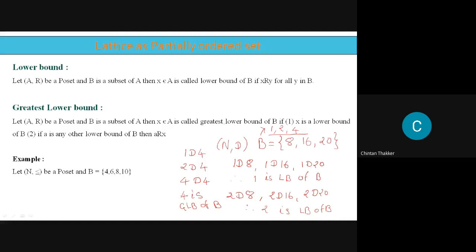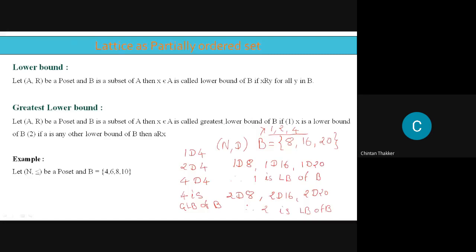Lower bound means an element which is related to all elements of B. Here we have the less than or equal to relation, so that means elements which are less than or equal to all elements of B. So we have 1, 2, 3, and 4. Not only 2. Here the relation is less than or equal to, not the divides relation.